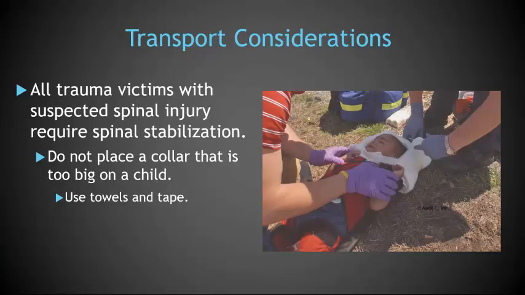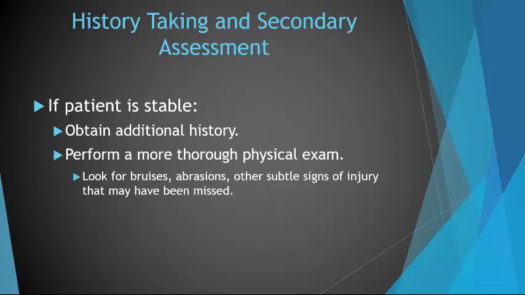All trauma victims with suspected spinal injury do require spinal stabilization. Do not place a collar that is too big on a child. Remember, you should use the appropriate sized equipment for the children. If the patient's stable and does not meet load and go criteria, obtain additional history and perform a more thorough physical exam. A full body, back to front detailed physical exam en route for all trauma patients with significant mechanism of injury. For infants, this includes checking anterior fontanelle for bulging. Also look for bruises, abrasions, other subtle signs of injury that may have been missed. Revisit the primary survey during en route reassessment because with pediatrics, their condition can change quickly.